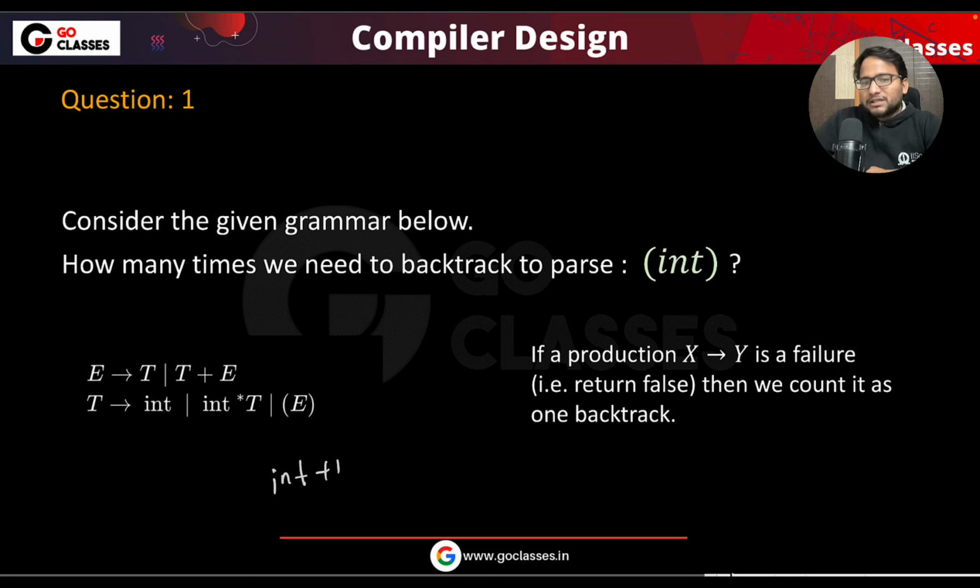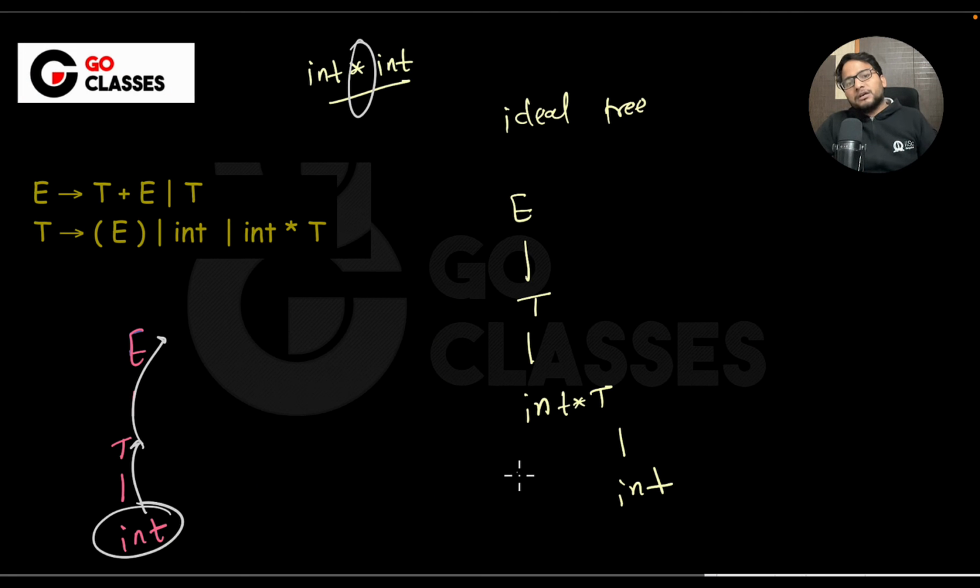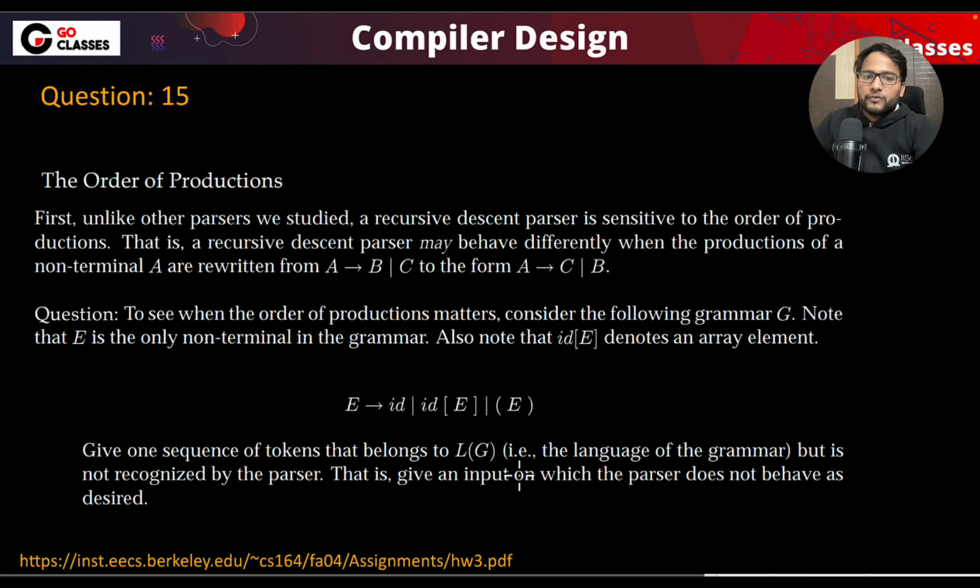Now let's see more examples, and then you will get to understand more about this particular parser. This is just an algorithmic parser which behaves in a very simple algorithm. Once you understand the algorithm, you will get to understand this parser. Now let's see this particular question which I have taken from Berkeley University. They are saying that, unlike the production that we studied, the recursive descent parser is sensitive to the order of the productions. That is, the recursive descent parser may behave differently when the production is rewritten from this to this, right?